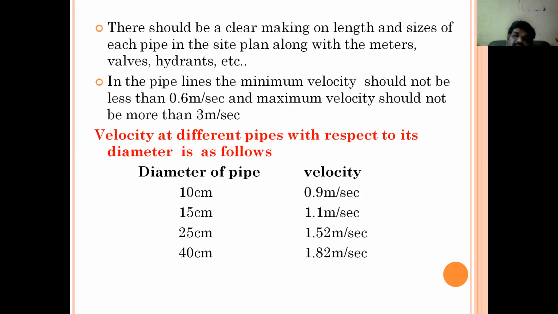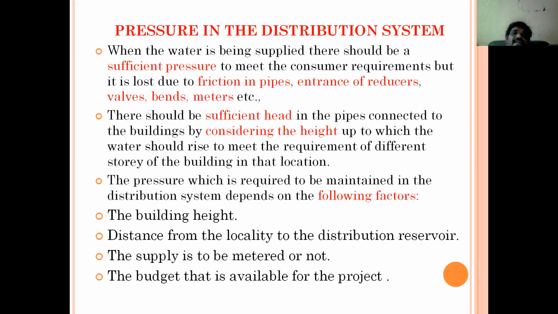That means for 15 centimeters it is 1.1, for 25 centimeters 1.52, for 40 centimeters 1.8 meters per second. These are the figures with respect to velocity. What is the optimum velocity that needs to be maintained in the pipes with respect to the diameter of the pipes. This is what we have covered about pressure in the distribution system.